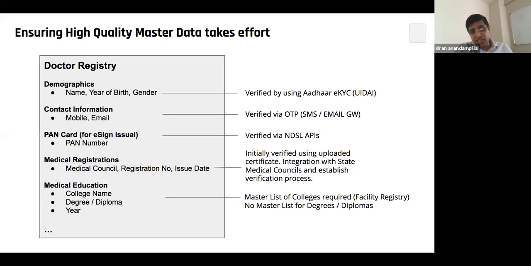So medical registrations may need tie-ups with state medical councils, which actually validate that yes, indeed, this is the right number. Things like mobile and email should ideally always be verified through some kind of an OTP. Demographic information could be verified using something like Aadhaar eKYC as an example. And even PAN today can be verified with, say, NSDL APIs or other APIs.